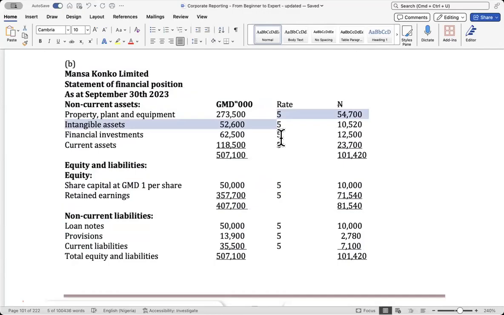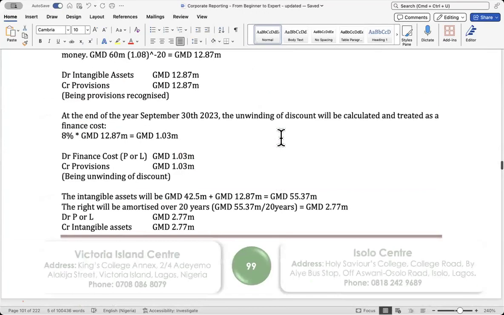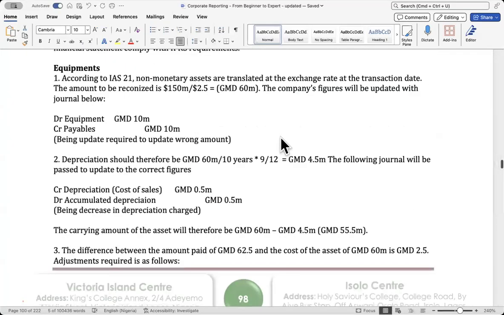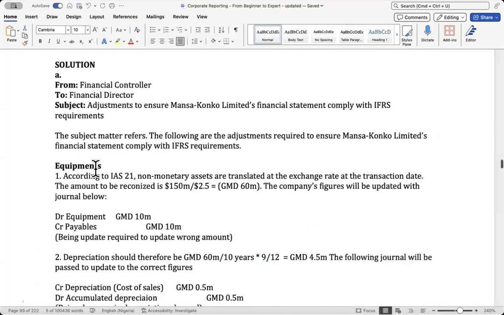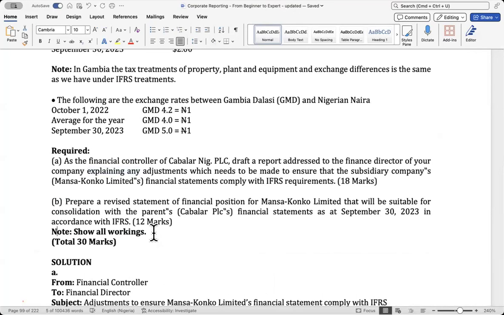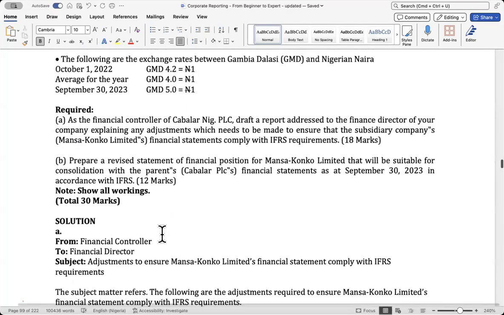One, and your explanation. Like this one now that they ask you to explain, and they say show all workings. They know what they are saying. Explain, show all workings. They know what they are saying, because that's what they would mark for you. So it's not complex, it's straightforward.